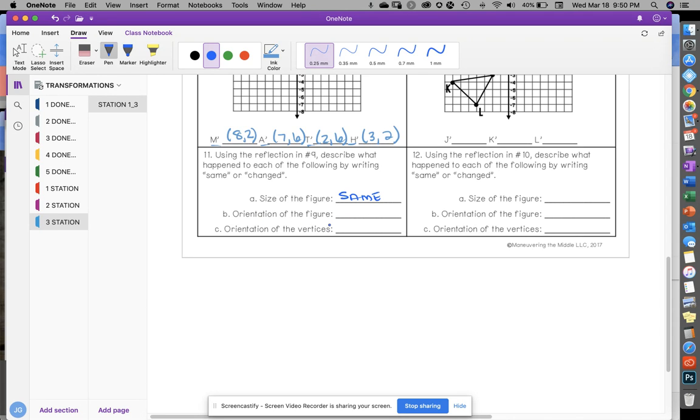The orientation of the figure, did the direction of the figure change or stay the same? It changed. It flipped. And did the orientation of the vertices stay the same or did they change? They changed. They were not in the same location because it flipped. Now, since you did number 10 on your own, I'll let you answer number 12. And that will end this video tutorial.